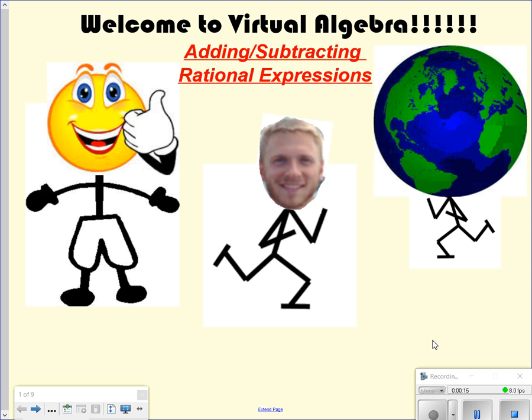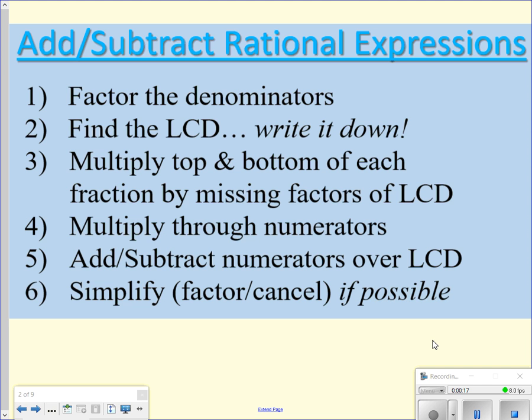All right, so first I've got the steps here. You can copy these down if you want, or just check them out. Adding and subtracting rational expressions is like adding or subtracting fractions. First, factor the denominators, because that leads you to your second step, which is finding the LCD, or the least common denominator. I put that in italics so you write it down and remember that's what you need as a denominator.